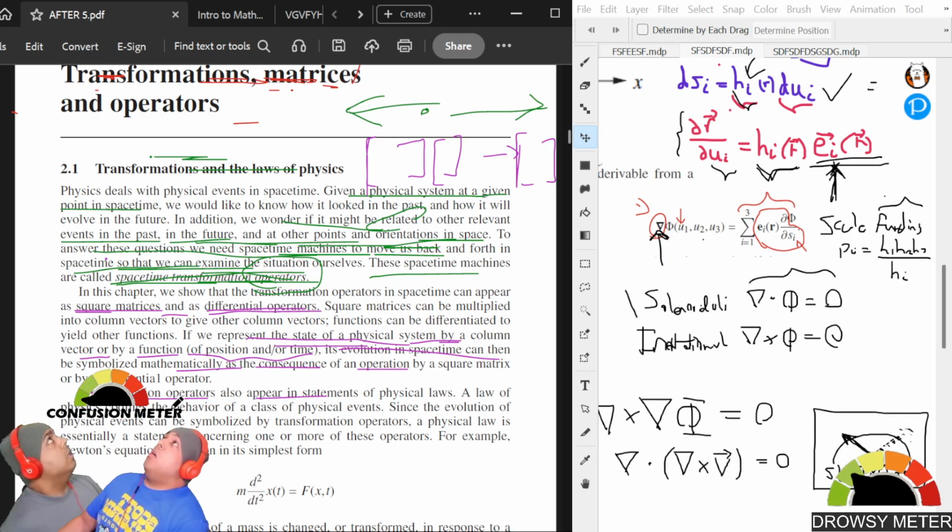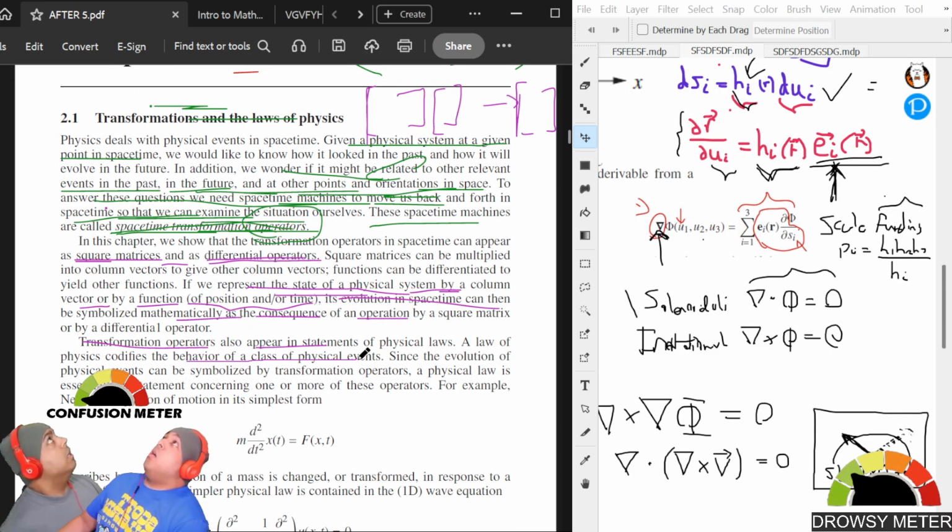Transformation operators also appear in statements of physical laws. A law of physics codifies the behavior of a class of physical events.